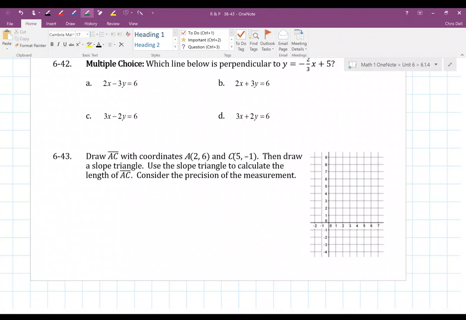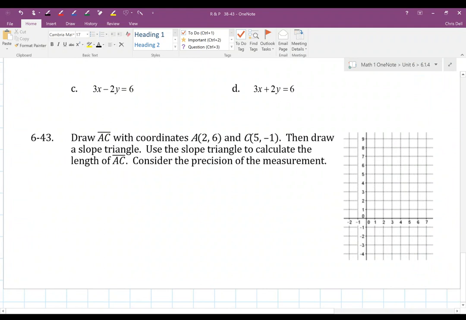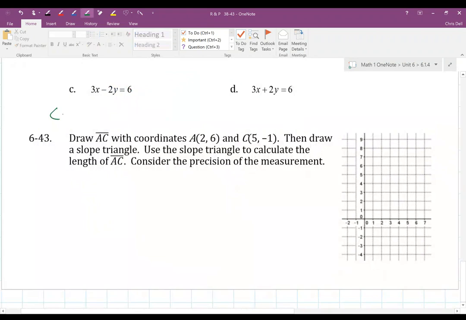Hey, we're looking at a problem where we've got to find the length of a segment in a coordinate system. So we'll run through this one. This is coming from CPM's Integrated Math 1 curriculum, section 6.1.4, number 6-43.